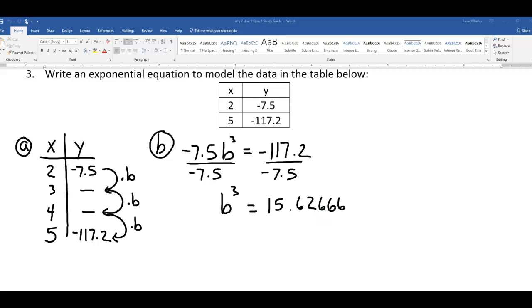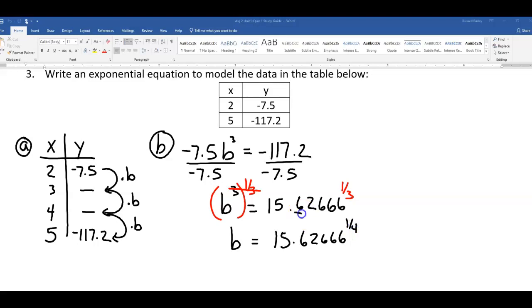The next thing to solve for b is to raise both sides to the power that is the reciprocal of the 3 there, which is 1/3. So I'm going to raise both sides to the 1/3 power, and that cancels out the 3. It won't always be 1/3 though, right? It just depends on what power you have. Since I had a 3, it was 1/3, but if it was a 4, it'd be 1/4, and so on.